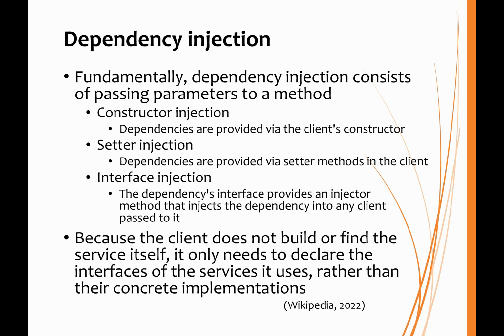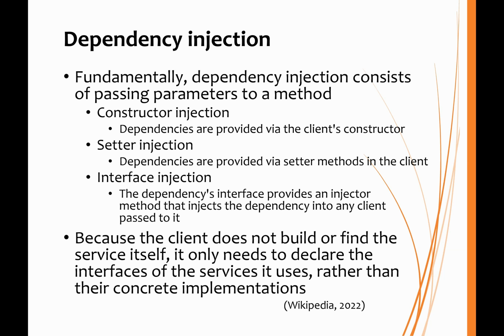Fundamentally, dependency injection can be achieved in several ways: constructor injection, setter injection, or interface injection. With constructor injection, dependencies are provided via the client's constructor, which means that the constructor will receive references to the objects that it needs and then can store those in member fields. With setter injection, setter methods are called by the injector, and again, the references are stored in member fields. With interface injection, the dependencies interface provides an injector method that injects the dependency into any client passed to it.